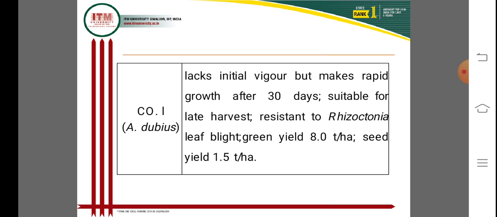The green yield is 8.0 ton per hectare, which is very low, but the seed yield is 1.5 ton per hectare, so it is meant for grain purposes. This variety is also suitable for Tamil Nadu. The yield of leaves and seed is very low.